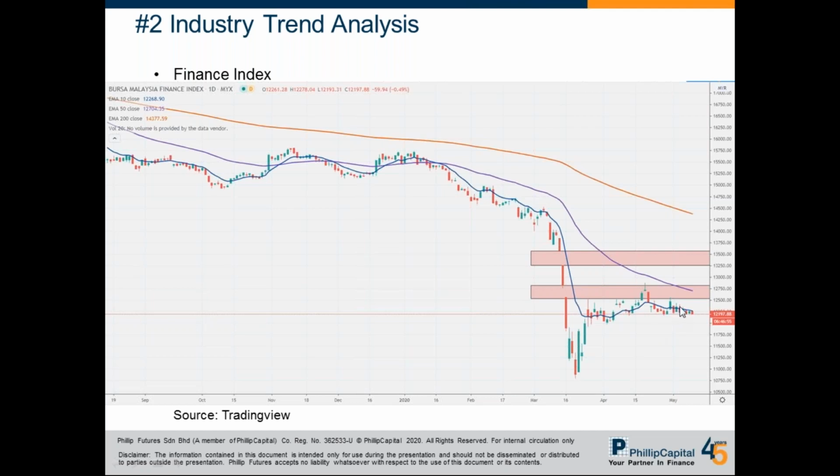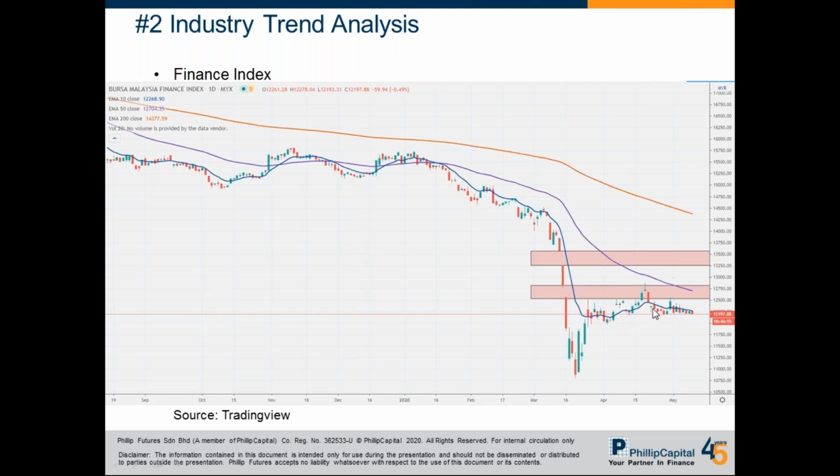Do you think the finance index is a sector that we can trade in today's economic cycle? Do you think if you buy a banking stock today, just by looking at this index, you are able to profit from it? The index itself, using the 10 days EMA, has already shown you it's a bit hard for you to profit.